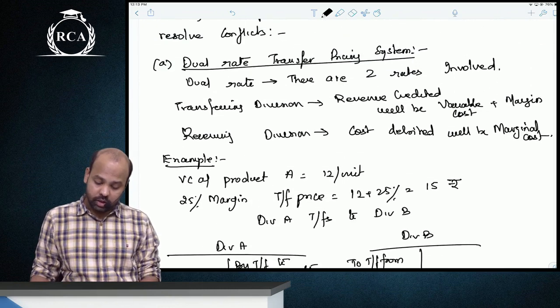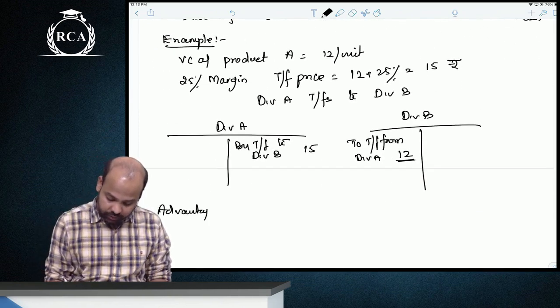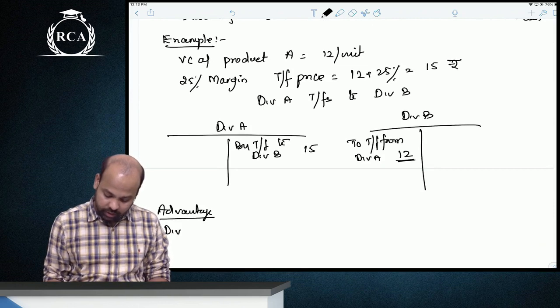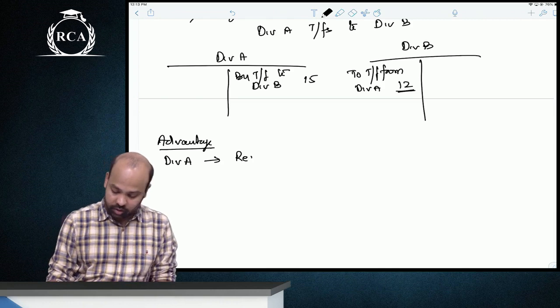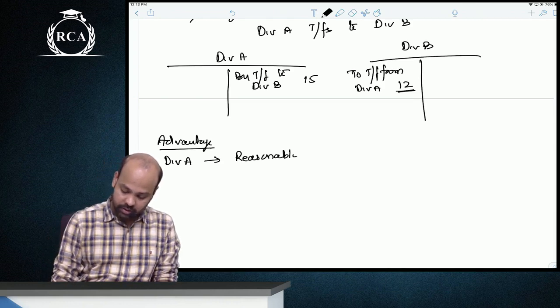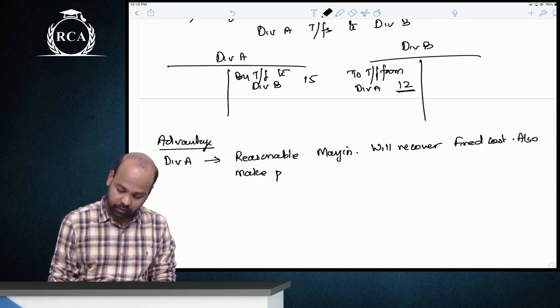Yes, sir. Now, what is the advantage as such, guys? Advantage to division A. You think from the viewpoint of division A as such, guys. A reasonable margin. Will recover fixed cost. Also make profits. Yes or no?